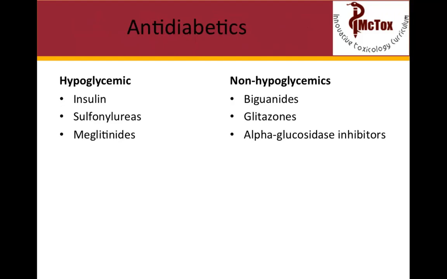Antidiabetics can be divided into two main groups, the hypoglycemics and the non-hypoglycemics. Medications that induce hypoglycemia do so mainly by increasing insulin release from the pancreas, like sulfonylureas and meglitinides, or by directly introducing exogenous insulin. Drugs that are unlikely to cause hypoglycemia include biguanides such as metformin, glitazones, and alpha-glucosidase inhibitors.